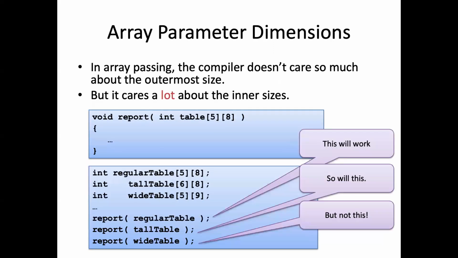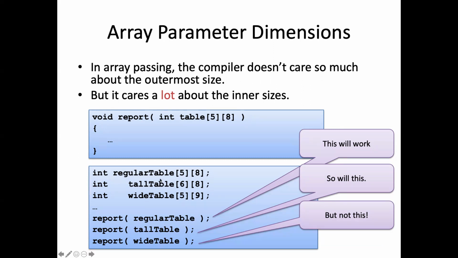But like we said before, the compiler doesn't care so much about the outer index. It cares a lot about how many elements there are in each row in this two-dimensional example, but it doesn't really care how many rows there are, especially if it doesn't have to allocate space for that array. Here's an example showing this off.